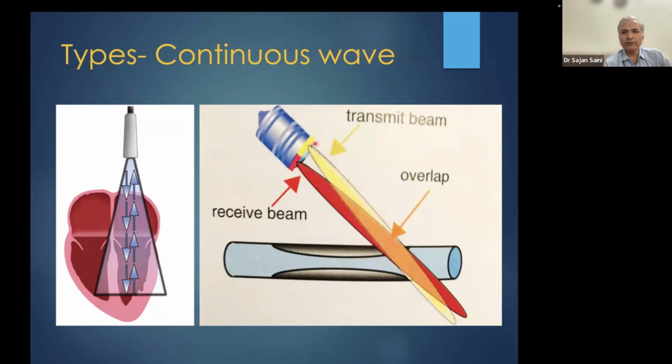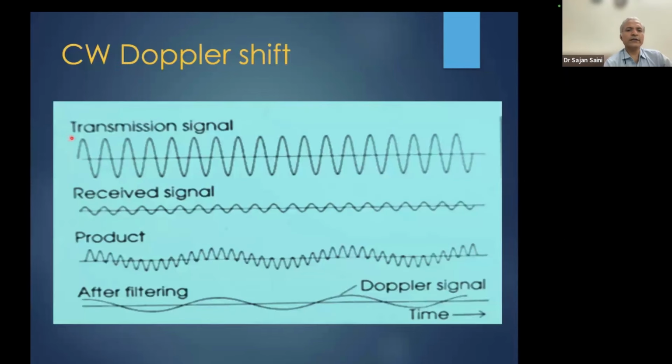This is the transmitted bundle in yellow, and red is the received bundle, and there is an overlap, and the region of maximum overlap is the region of maximum Doppler shift. So it calculates the Doppler shift all along the line, and the maximum Doppler shift it picks up, that it displays as the value. So this is the diagrammatic representation.